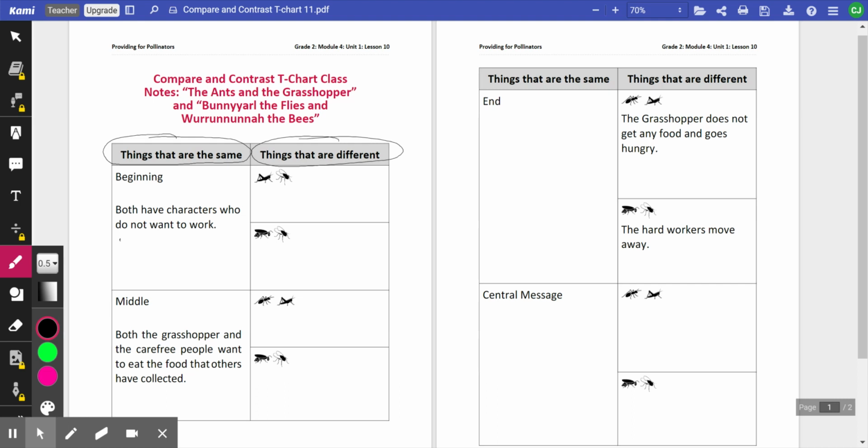So I'm going to write over here, both stories take place when the seasons change.